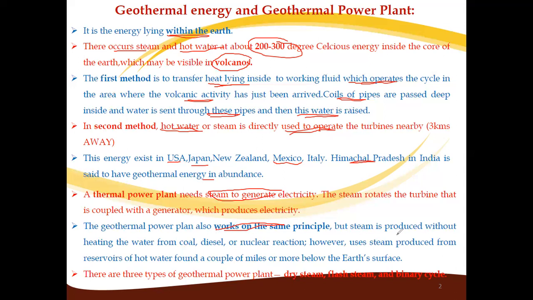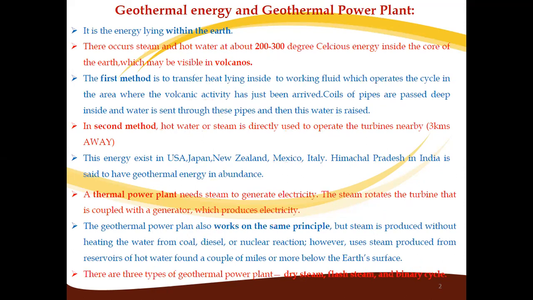But the only difference is the steam is produced without heating water from coal, diesel, or nuclear reaction. It uses steam produced from a reservoir of hot water found inside the earth. It is very deep inside, a couple of miles or more, where that energy is available. There are three types of geothermal power plants based on this energy: the dry steam power plant, then the flash steam power plant, and third the binary cycle power plant. These are the three power plants based on geothermal energy. We'll see these power plants one by one.